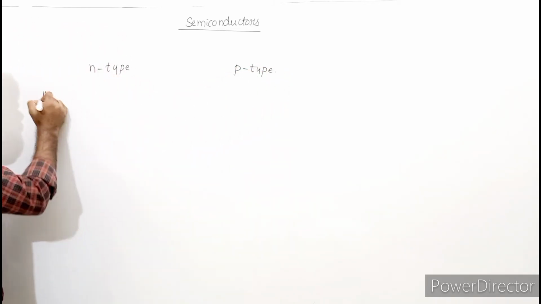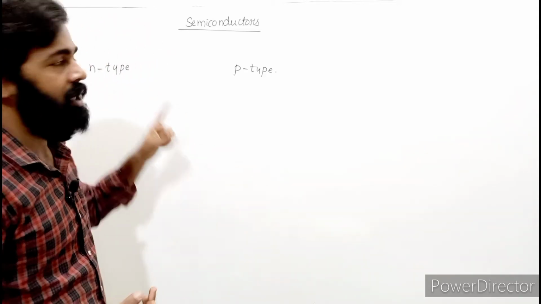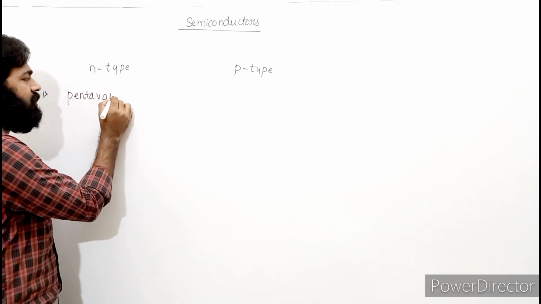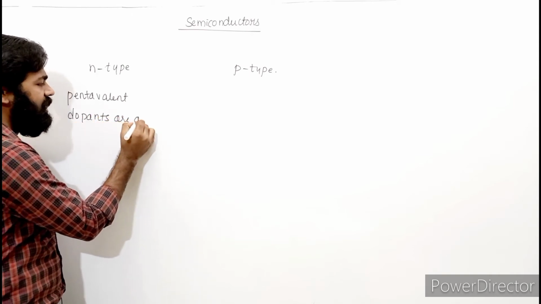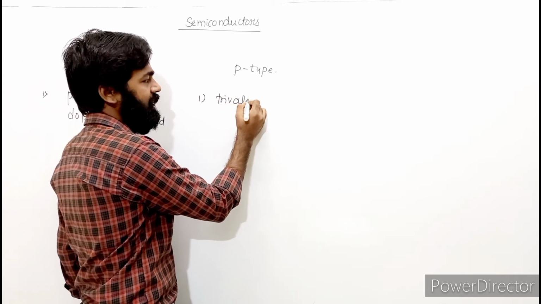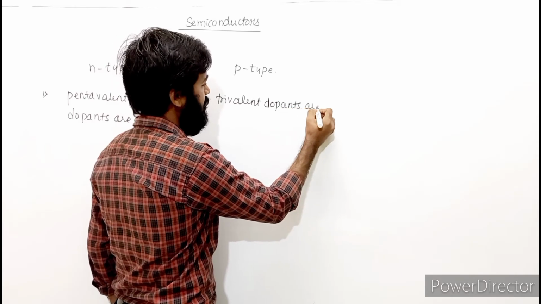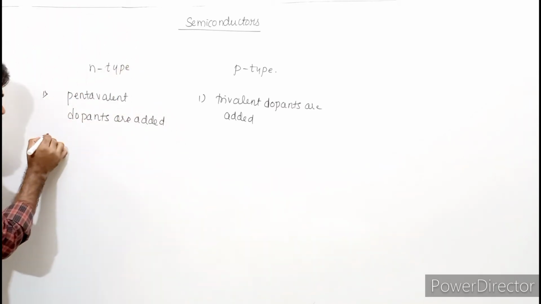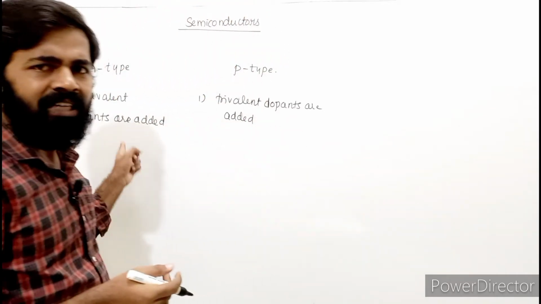Now what's the first difference? Here you are adding which type of dopants? Pentavalent dopants. So here pentavalent dopants are added. What about here? Here trivalent dopants are added. Right. And here, which are the dopants? Are they donor atoms or acceptor atoms?